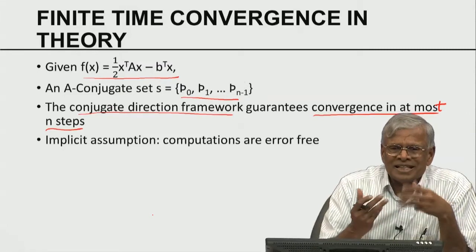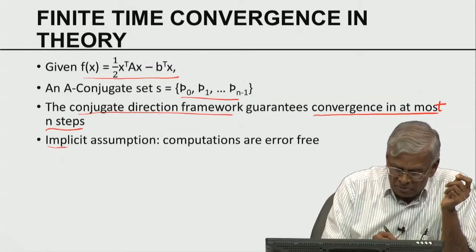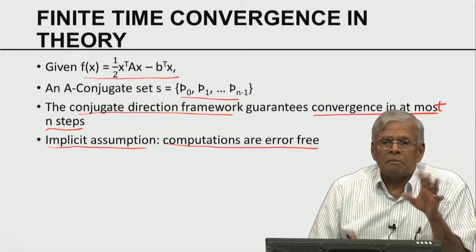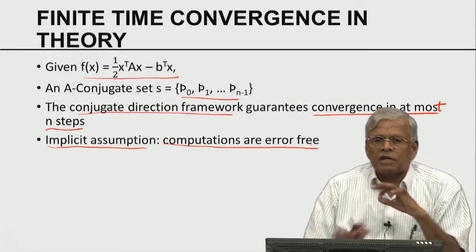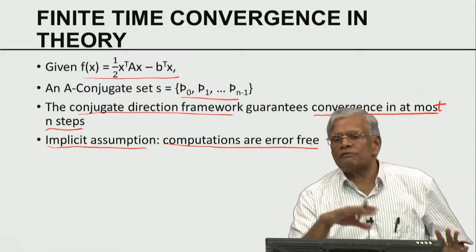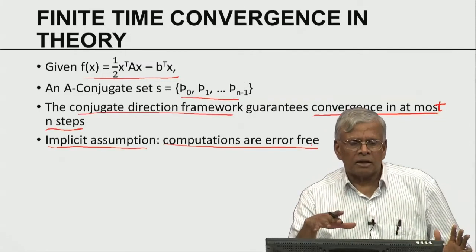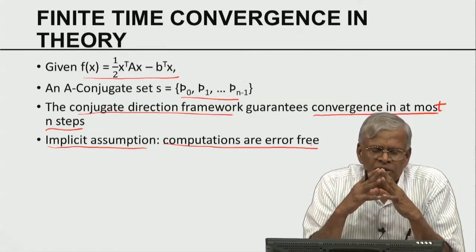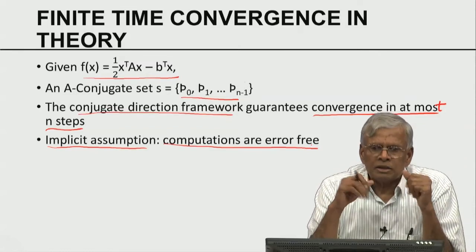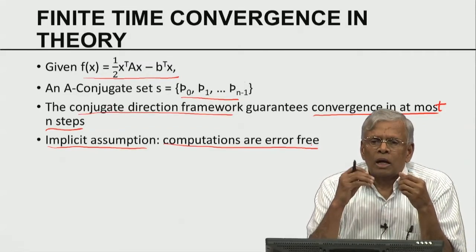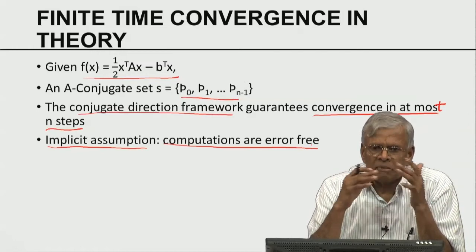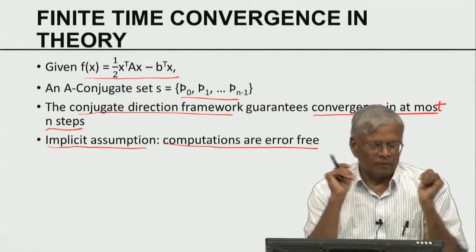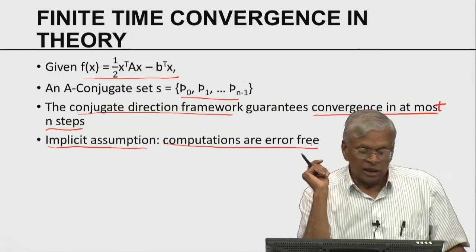But what is the tacit assumption that we are making? The implicit assumption in this is that computations are error free. That means I have a hypothetical machine which has infinite precision. So if I have a computer with infinite precision, there is no computational error. I can check for A conjugacy perfectly. So if I have the ability to examine A conjugacy perfectly, this framework essentially provides you finite time convergence of the minimization algorithm, provided we do the searches along the conjugate directions. That is the principal conclusion that comes out of this.